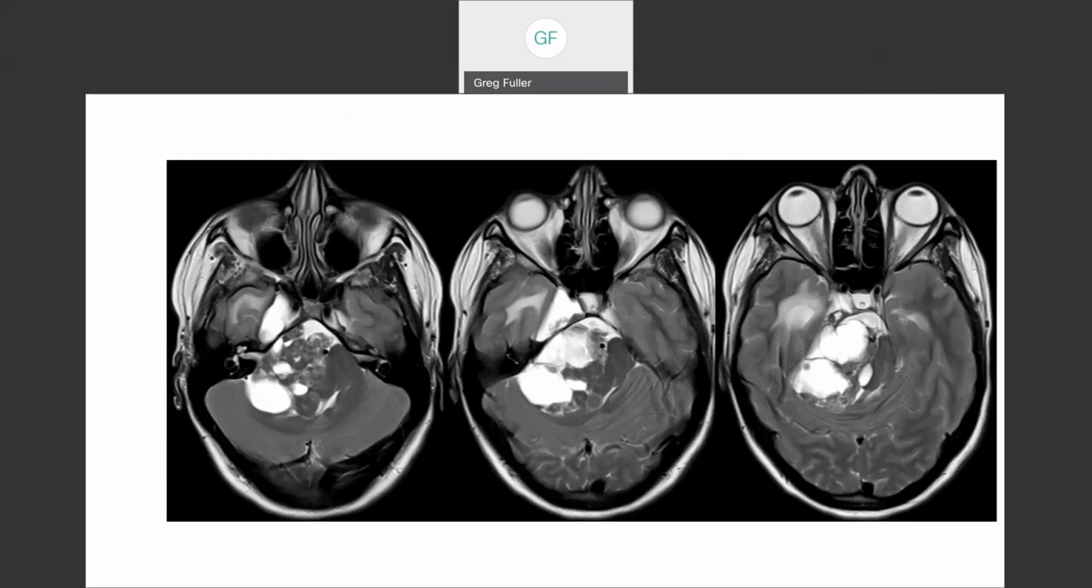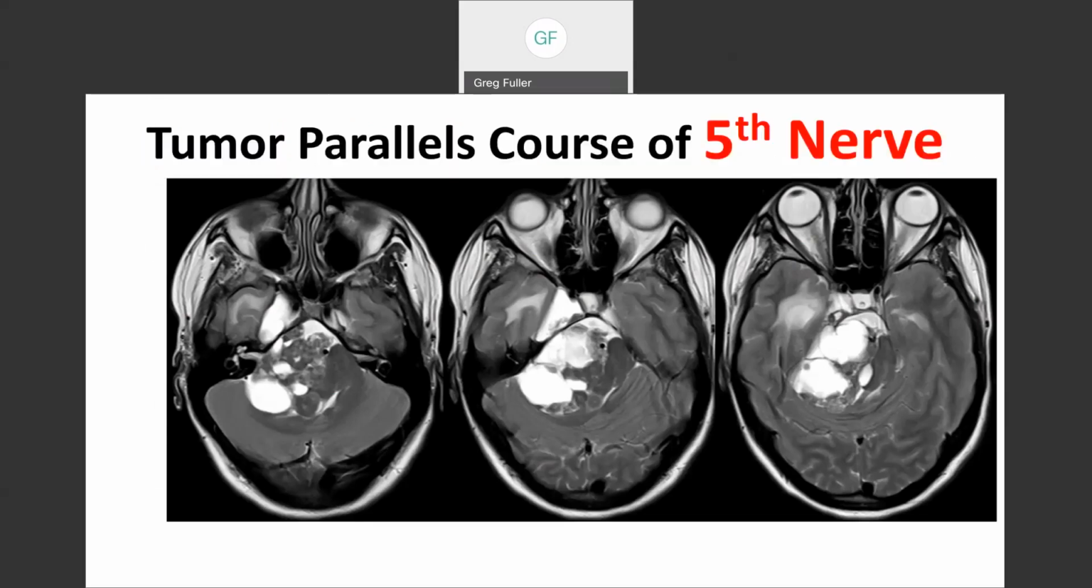All right, look at the T2 sequences. Again, I think very dramatically shows the cystic components and also the involvement of right Meckel's cave. Really highlights it. So this tumor is paralleling the course of the fifth nerve. If you think about it, from the pons, cerebellopontine angle, up through Meckel's cave, the right cavernous sinus was also involved, and the eighth nerve is not involved.